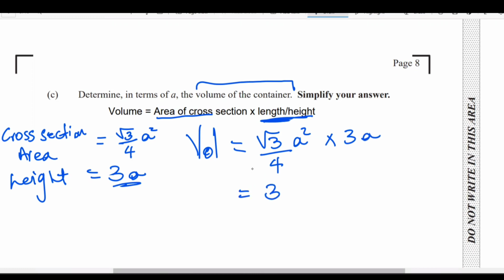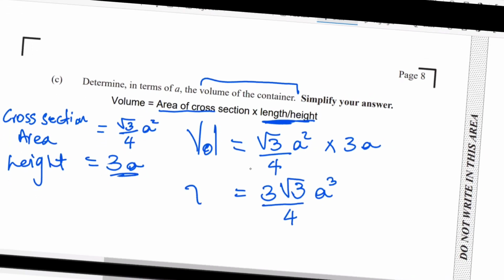There it is. So this is straightforward. You'll have 3 root of 3, and you'll have A to the third power because you have A squared with another A. And this is over 4 right there. That's it. That's the volume right there.